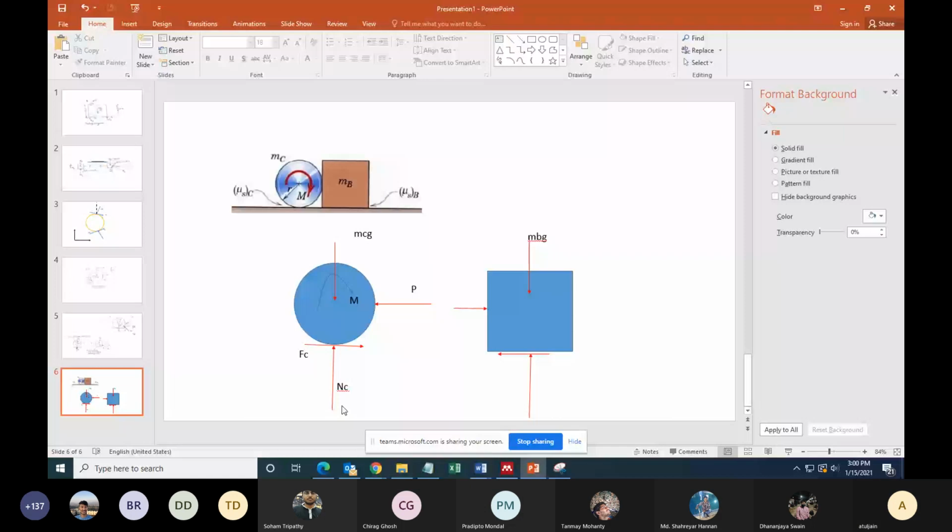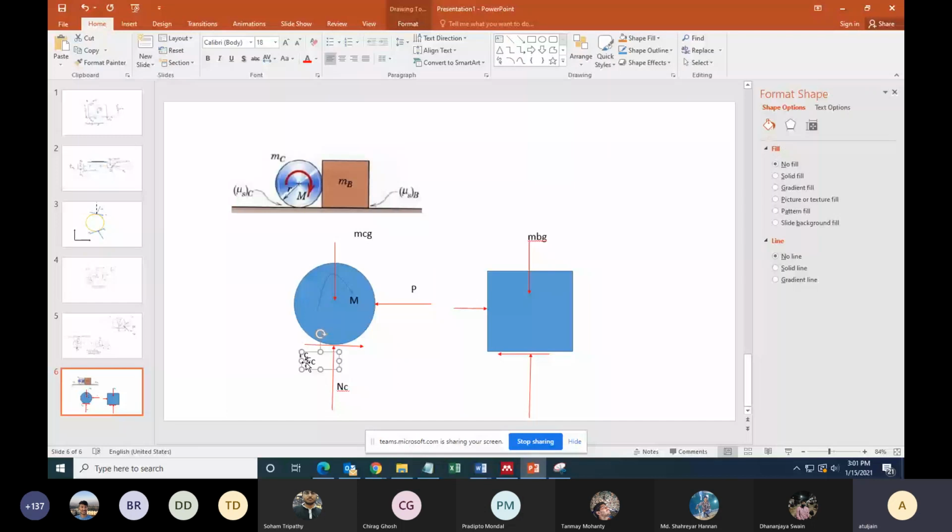And can I write instead of FC, mu s into NC? Will that be right or wrong? No, sir, we cannot write right away. We have to compare between FB limiting and FC limiting. Find both the maximum limits, compare, take the minimum, and then we have to decide intuitively.